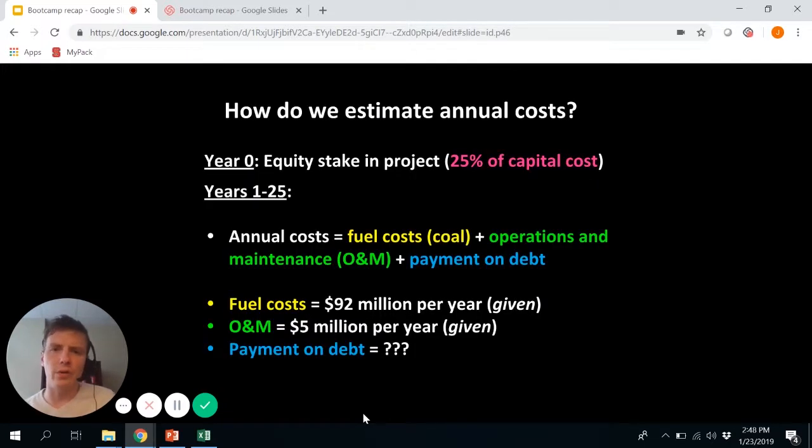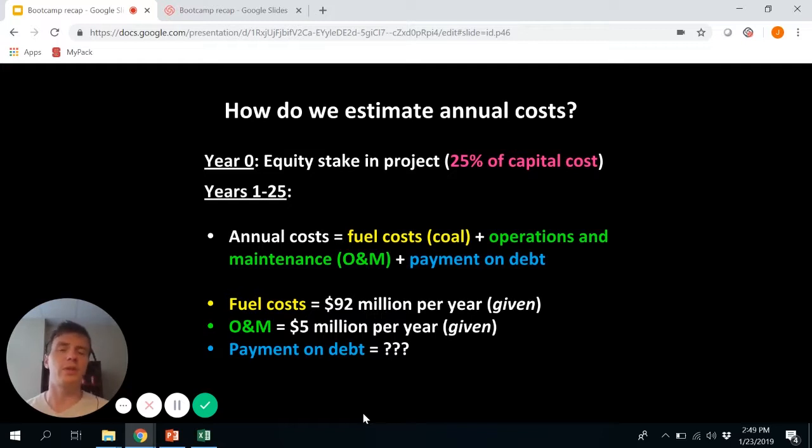So we can also look at other types of costs that are going to be incurred in years 1 through 25. The year zero costs are just that initial equity stake in the project. Years 1 through 25, we have different types of costs we need to look at. We're going to say that annual costs here are a combination of 3 different things. The first would be fuel costs, right? If the power plant is going to be producing electricity, it needs fuel. In this case, coal. Another source of annual costs would be operations and maintenance. And then a third source of cost for the power plant would be payment on debt. Fuel costs, we're going to say, are $92 million per year, just given. The O&M cost is going to be $5 million per year, again, given.